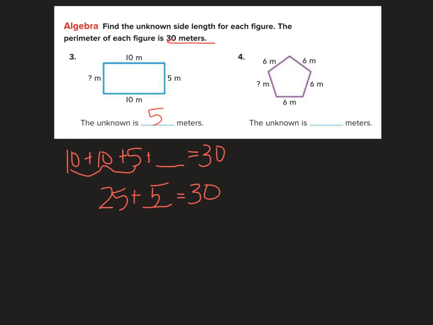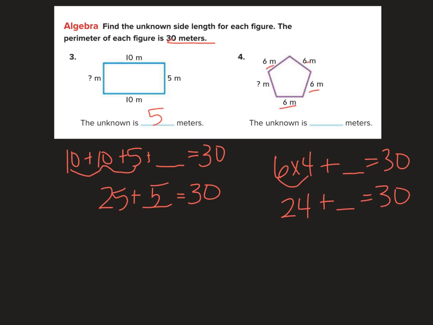Here we have 1, 2, 3, 4. 6 times 4 plus, we don't know, is equal to 30. 6 times 4 is 24, plus we don't know equals 30. Okay, so 24 plus what is 30? 24 plus 6 is 30. So our perimeter is 6 meters. Or sorry, not our perimeter. Our missing length is 6 meters.